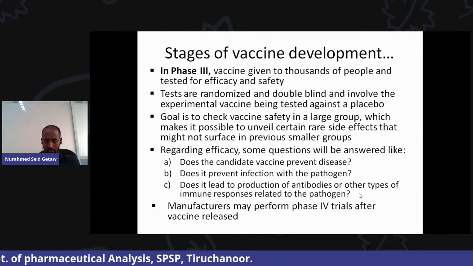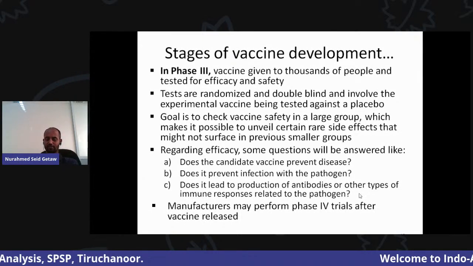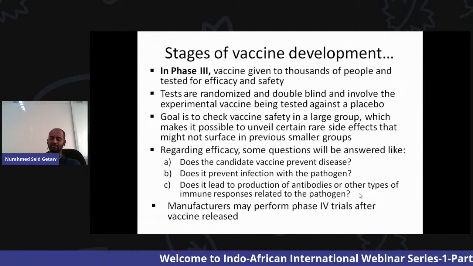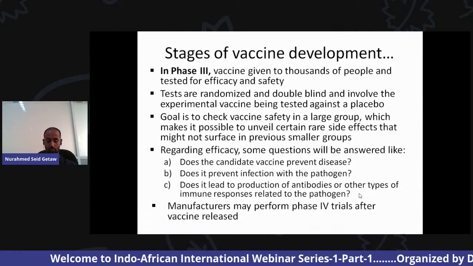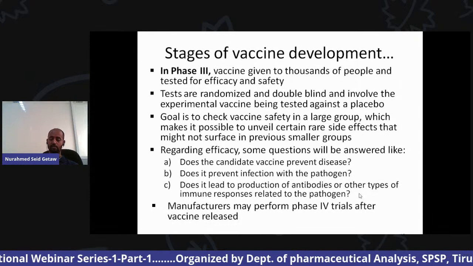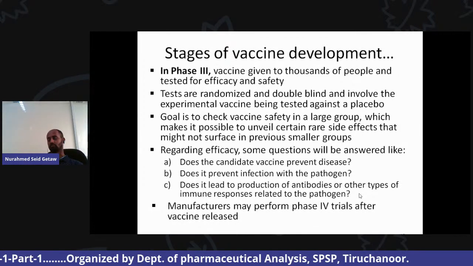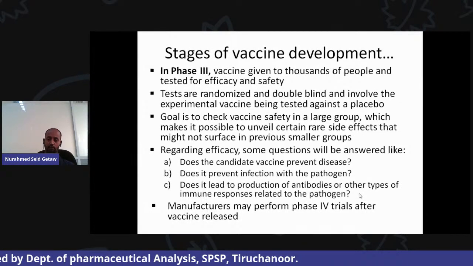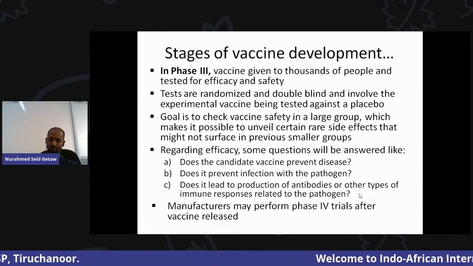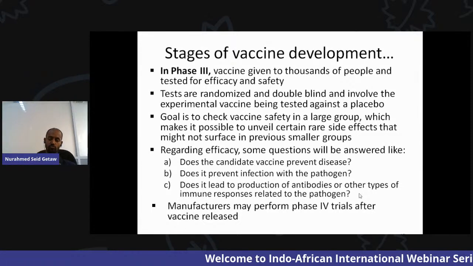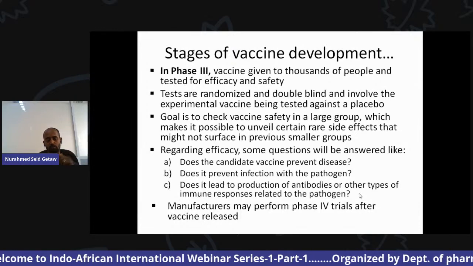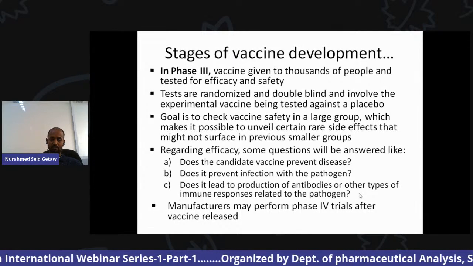Now going to phase 3. In this case, the vaccine product or the candidate is given to thousands of people and tested for efficacy and safety. It's all about efficacy and safety for the most part. And these are also randomized and double-blind. It's double-blind and randomized using several thousands of human subjects. But there is also the use of placebo, almost always in this case, unlike phase 2. So it involves this placebo.